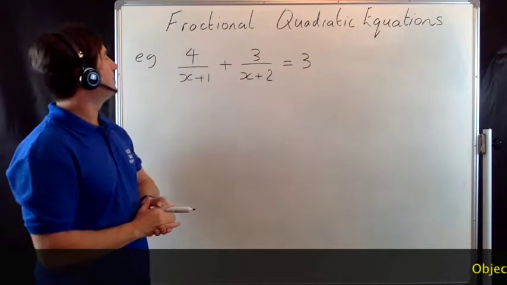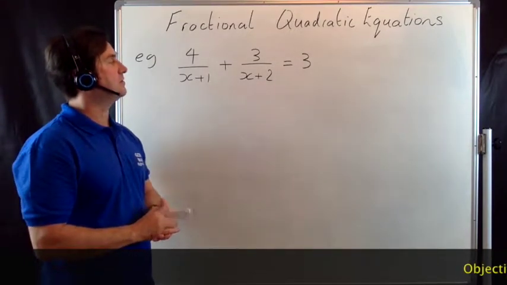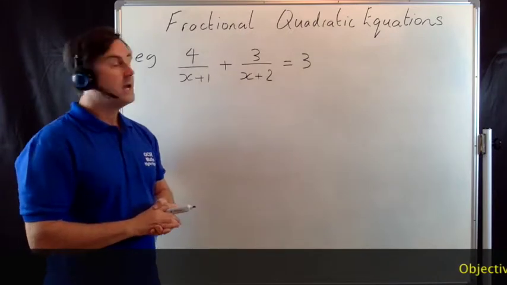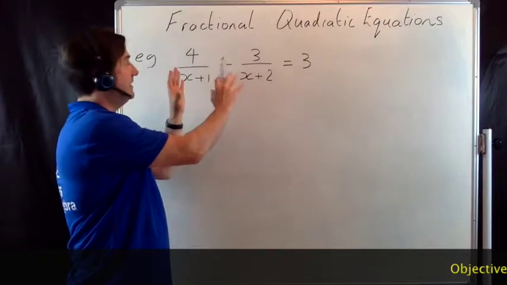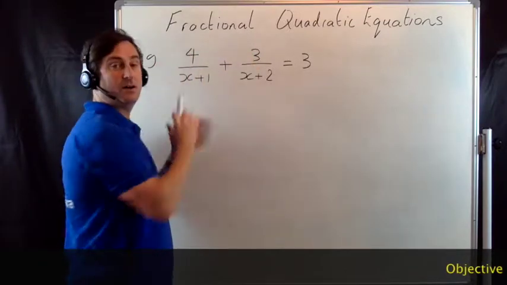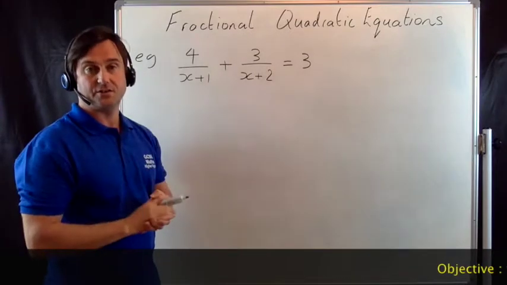So we've got this one here, 4 over x plus 1 plus 3 over x plus 2, and that's equal to 3. What we need to do first of all is simplify this left-hand side and add this part to this part, and then we can set it equal to 3 and then solve it.